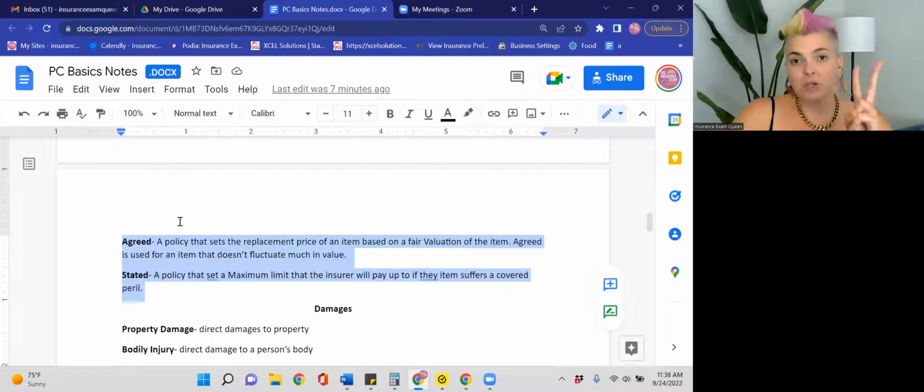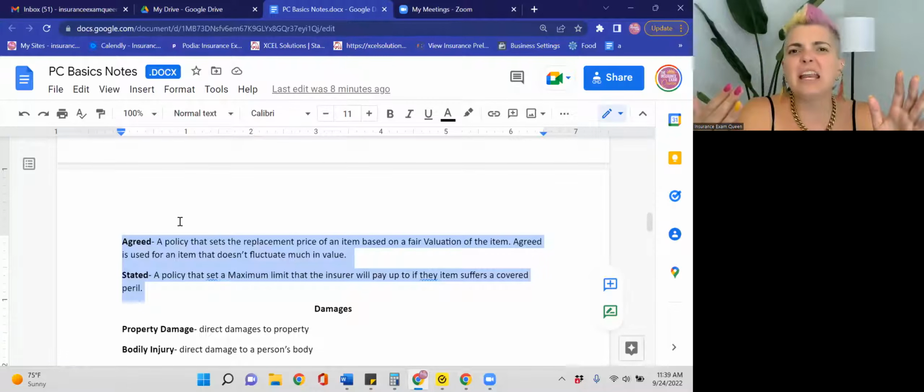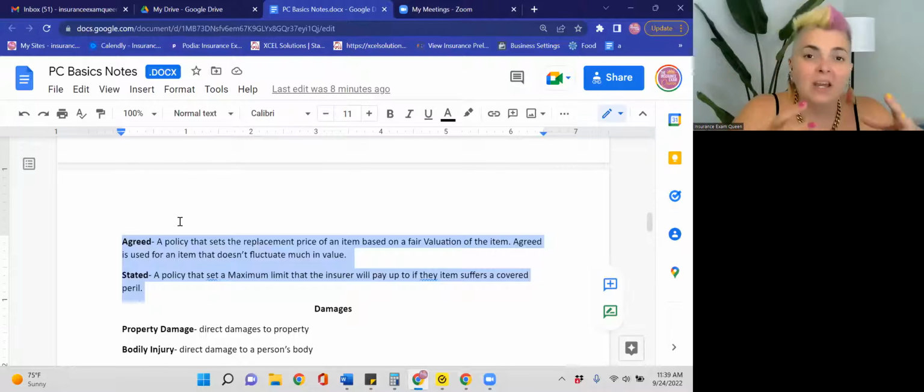You pick one of two options. An agreed value policy is where you and the insurance company agree on a set value. And if the car is destroyed, you will get exactly that value that you agreed upon. So you and the insurance company did a fair valuation. A fair valuation means you evaluated it, I evaluated it. We agree that the valuation of this car is $1 million. And they will pay you $1 million if that car is destroyed. No question asked. Boom, here's $1 million. That's an agreed value policy.